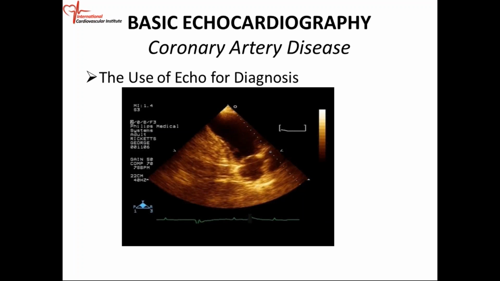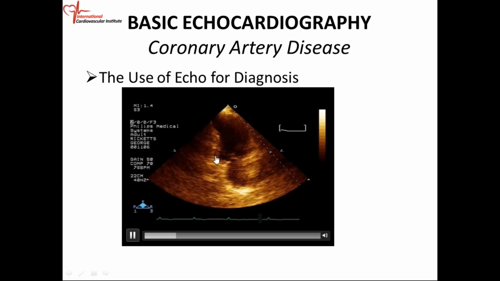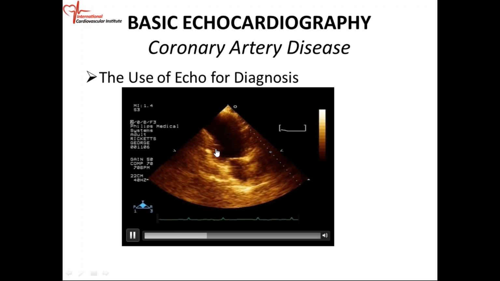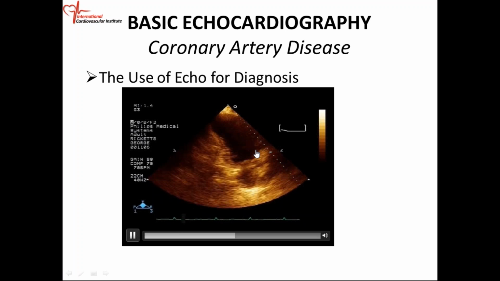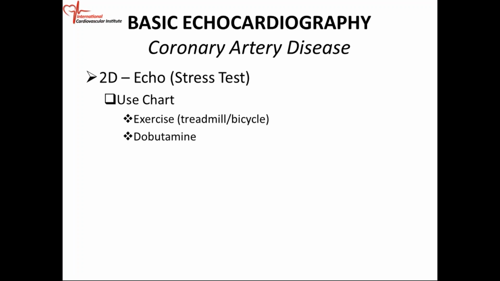So this is our two-chamber view. You can see that the apex again is akinetic, inferior wall is somewhat hypo, the anterior wall is hypo. So this patient more than likely has multi-vessel disease because it cuts across all areas.